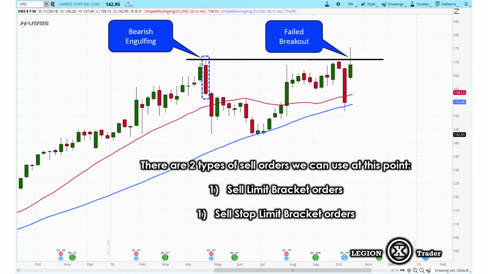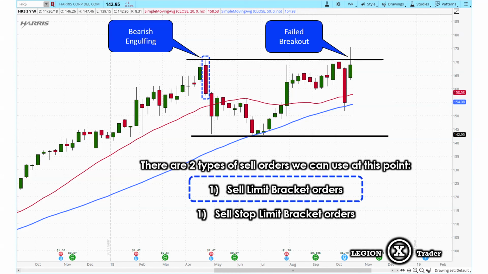Now there are two types of sell orders we can use at this point. First is sell limit bracket orders. Second is sell stop limit bracket orders. What we want to focus on here is sell limit bracket orders. Before we even sell a stock, we want to see what is the next tree we need to chop through, or if there's any major support blocking the way as you want to short sell the stock. First, you want to see which entry level is the most optimum level to sell this stock. Let's say you place this sell limit order around 170. Then you look for some buffer and place the stop loss above the key reversal candle wick. And with that, you get your target price.